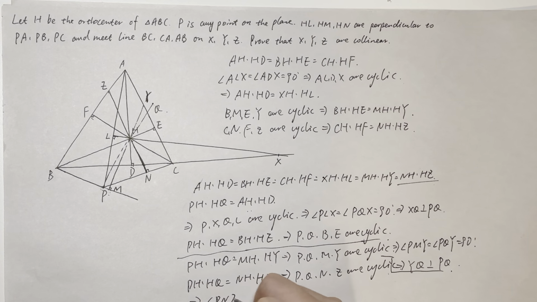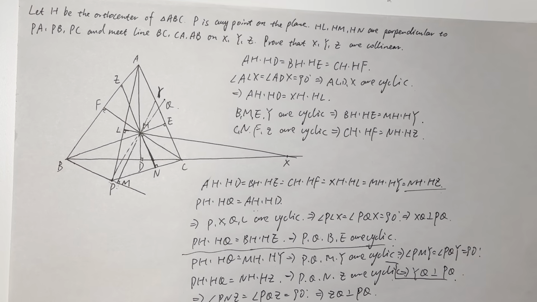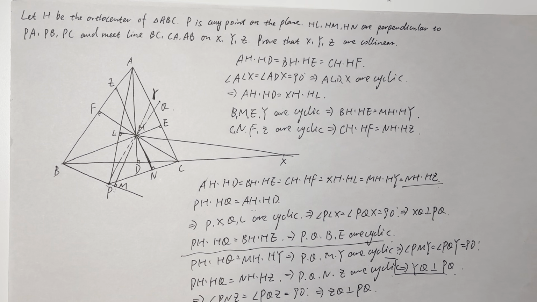So that makes it clear that Z, Y, X are the points on the perpendicular line passing through Q, the line perpendicular to PQ passing through Q, right? So we know that X, Y, Z, Q are collinear.